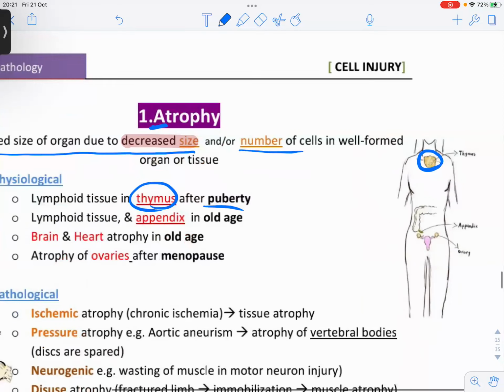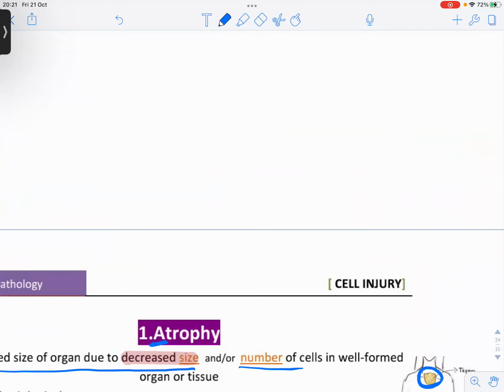When you work in the hospital, you will find a lot of people who have something called appendicitis.